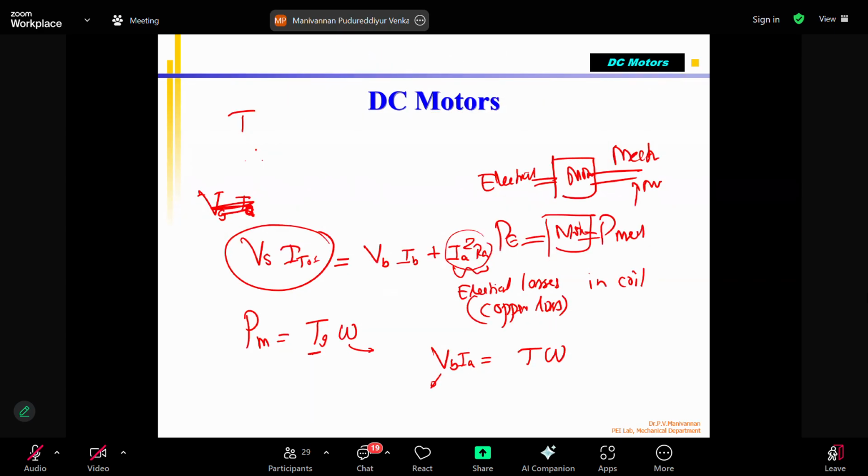Okay. So can we say, sir, that the speed limit of the motor will be decided by the VB value? Is that right? Yes. That is one of the reasons.